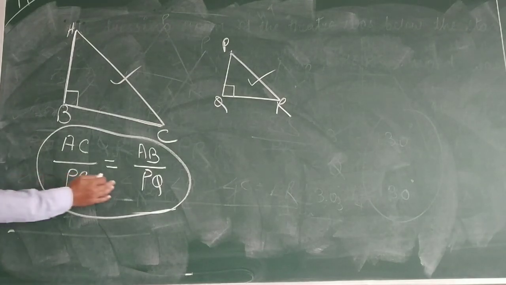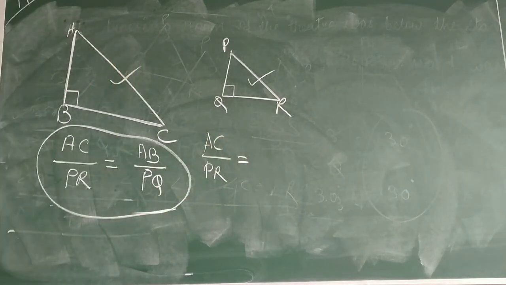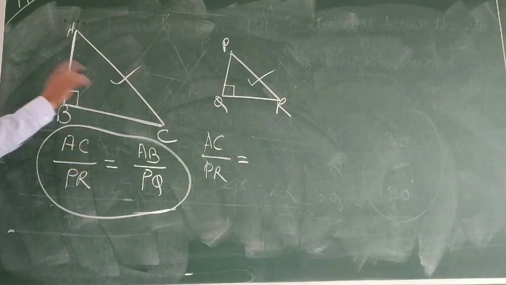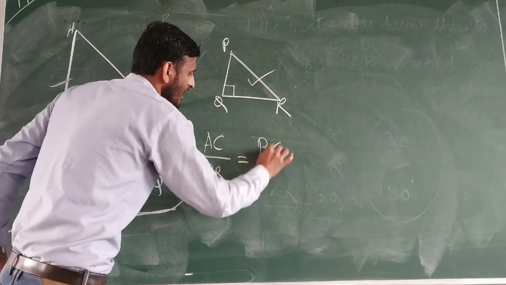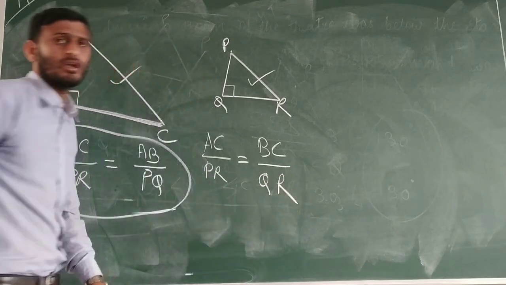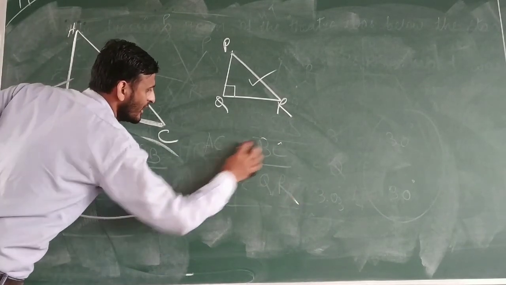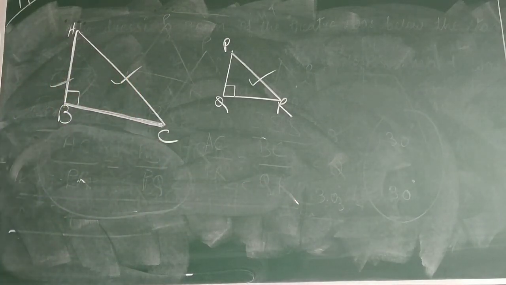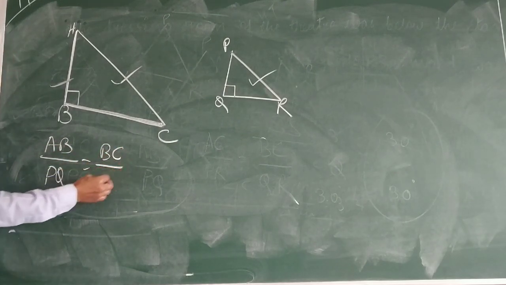Here we are taking AB. If the ratio of the hypotenuse is equal to the ratio of the sides, first we took AB, now we are taking BC to QR, then we can say that these two triangles are similar. And if the triangles are similar, then we can write down that the ratio of their corresponding parts are in proportion.